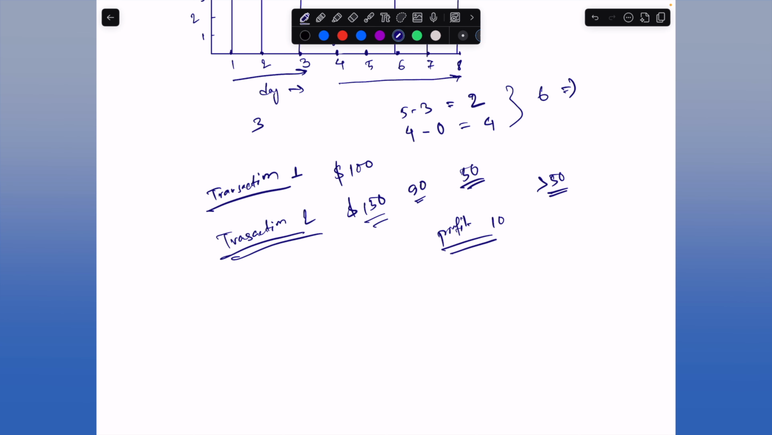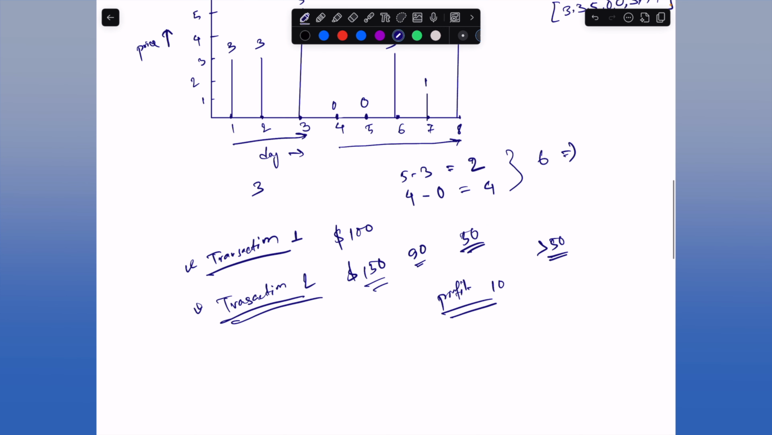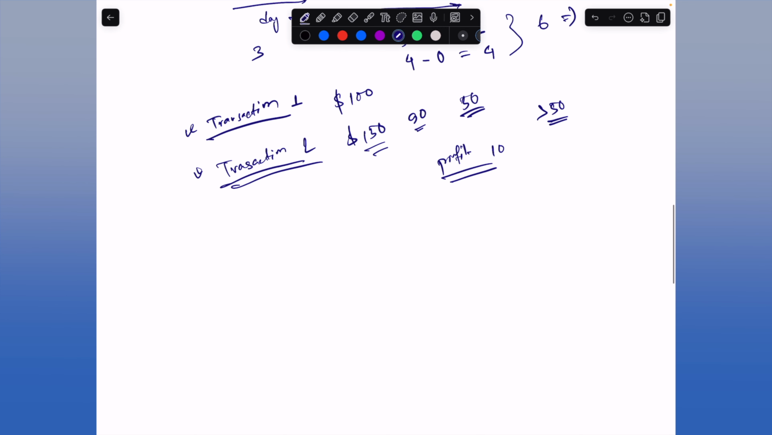So if you are able to get this logic, that we need to adjust the profit we've gained on transaction 1 into transaction 2, I think we are done. Okay, so let's try to code this up.